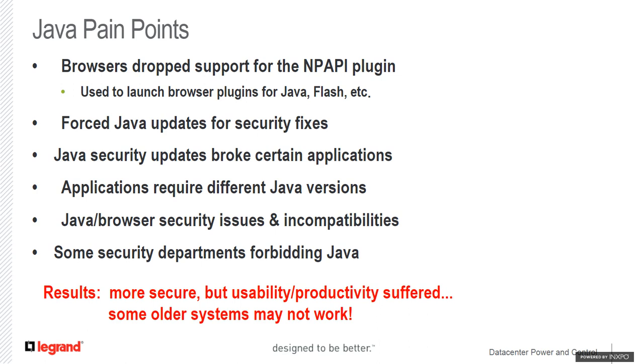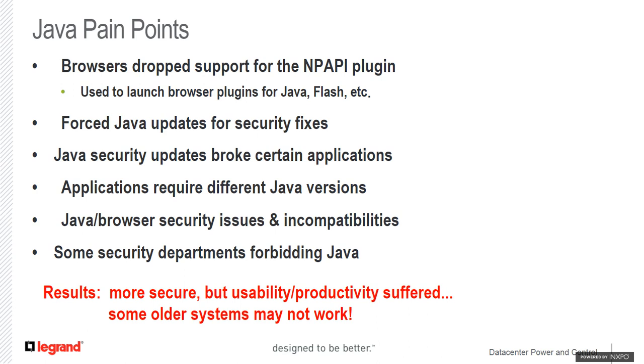Sometimes certain applications required a specific Java version. So one application wanted this version, one application wanted that version, and that created issues for the customer. There were different compatibility issues and security issues between different browsers, and then some security departments kind of forbade people to even use Java. So this is kind of a painful process that we all went through.